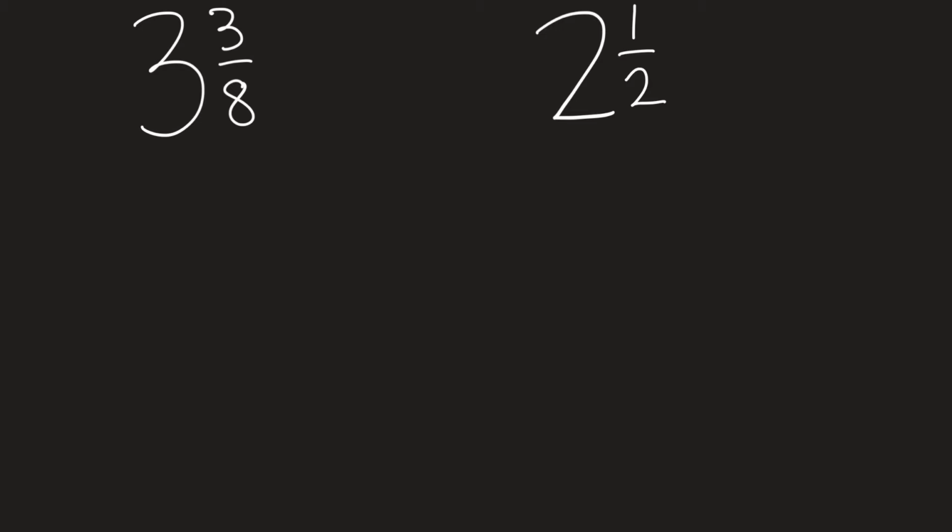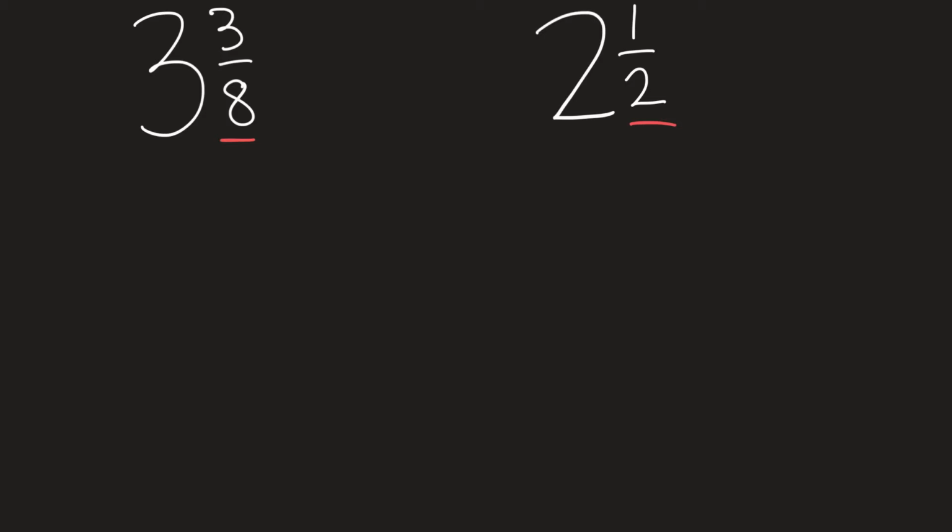Okay, so we know when we have mixed numbers, just like when we have fractions without the whole number, we have to find a common denominator to add or subtract the fraction part. So that's exactly what we're going to do with these two numbers today to start with. So we're going to look at the denominators 8 and 2.